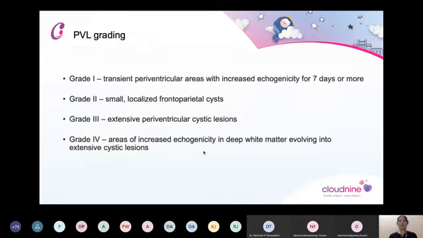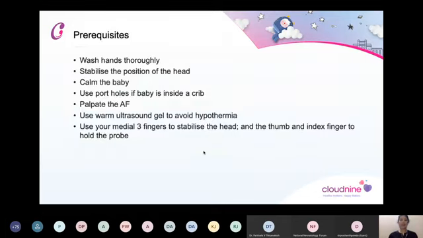Now, periventricular leukomalacia grading goes like this. Grade 1, there are transient periventricular areas with increased echogenicity, or what is called a periventricular flare, for 7 days or more. Grade 2, there are small localized frontoparietal cysts. Grade 3, there are extensive periventricular cystic lesions. And grade 4, areas of increased echogenicity in the deep white matter also evolving into extensive cystic lesions.